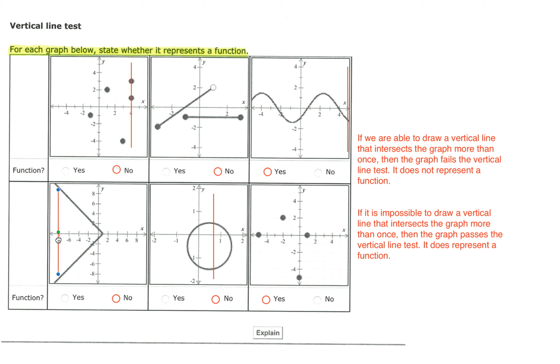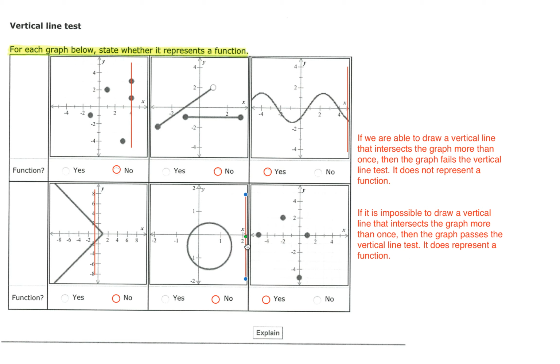If we take this vertical line, again, drag it along from left to right, we notice that here, we keep touching more than 1 point. Therefore, this is not a function. Now, if we take this vertical line, run it across this graph, do we ever touch more than 1 point? Yes, plenty of times. Along this area, here, we are touching more than 1 point with our vertical line. Therefore, it is failing the test, so this is not a function.